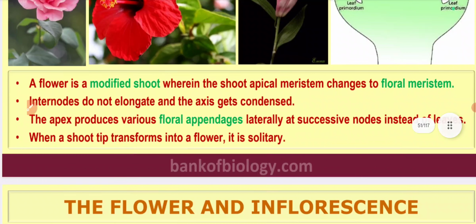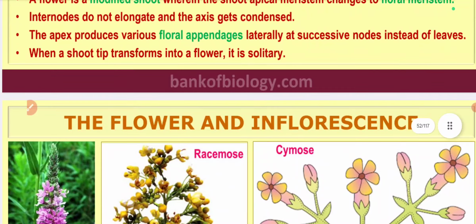The apex produces various floral appendages laterally at the successive nodes instead of leaves. Floral appendages means these are the main parts of the flower, including sepals, petals, androecium, gynoecium. Each part of a flower is called a floral appendage. When a shoot tip transforms into a flower, it becomes solitary and single.